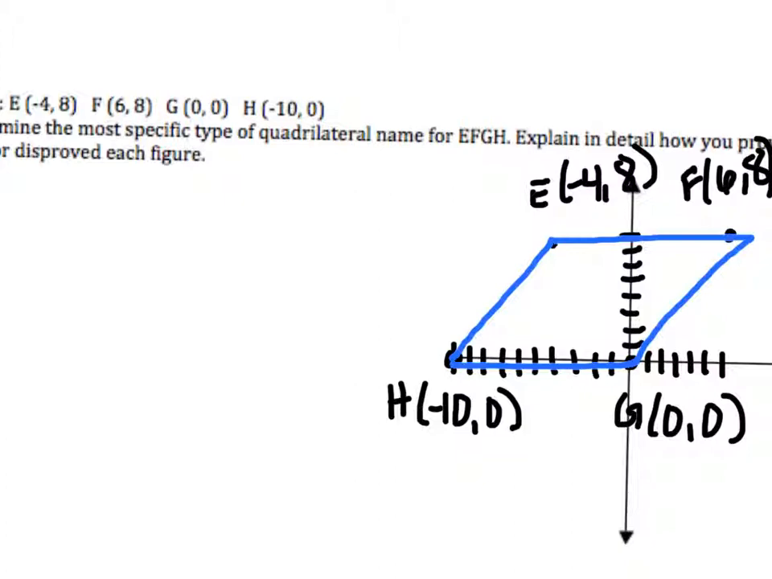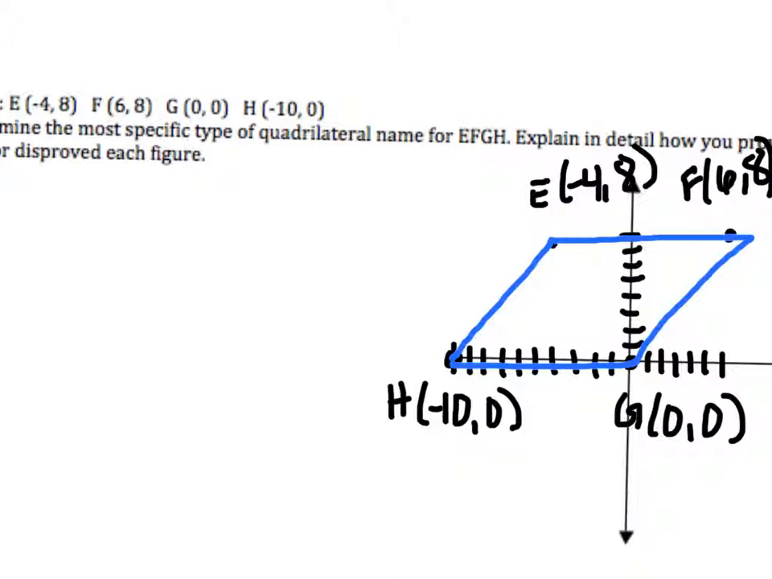Okay, so just by looking at this, we can probably tell that it's a parallelogram, but what type of parallelogram? Is it a rhombus or is it just a regular parallelogram? Is it a kite? I'm sorry, not a kite. Is it a rectangle or is it a square? So here's some things that I always start with.